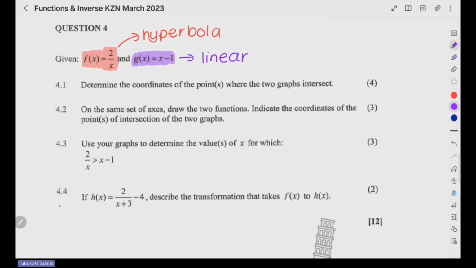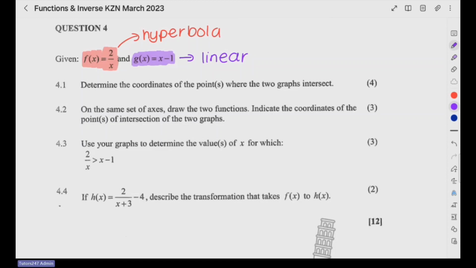Always remember that if the biggest exponent of x within your function is 2, you are dealing with a parabolic function, or you could say a quadratic function. If the biggest exponent of x is 1, you are dealing with a linear function. If your x is in a denominator position, you are dealing with a hyperbolic function. And if x is the exponent, you are dealing with an exponential function. So it is very important to be able to identify the type of function you are dealing with based on the equation or the graph.